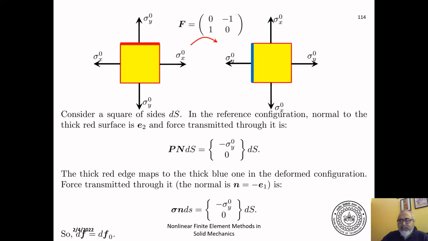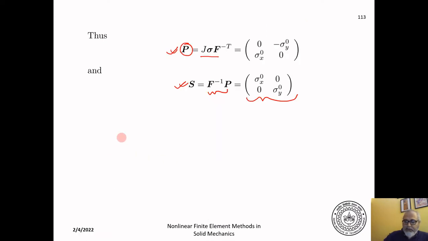Look at this picture. So this is the reference configuration, this is the deformed configuration after a 90-degree rotation. So after a 90-degree rotation, this surface, let's say its area is dS, rotates to this blue surface. And then what is the force transmitted through this red surface? The force transmitted through it is P N dS, and that will turn out to be minus sigma naught. So P in this case is 0, minus sigma y naught, sigma x naught, 0.